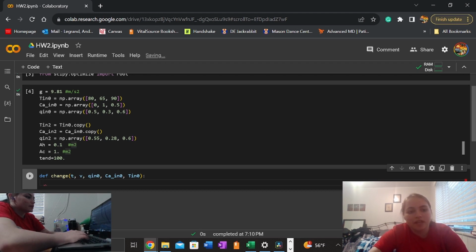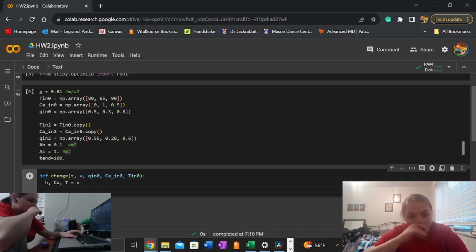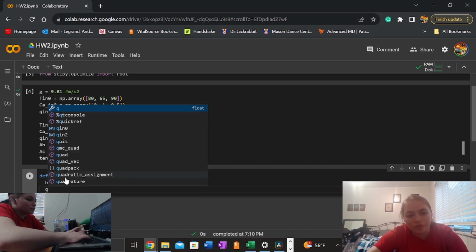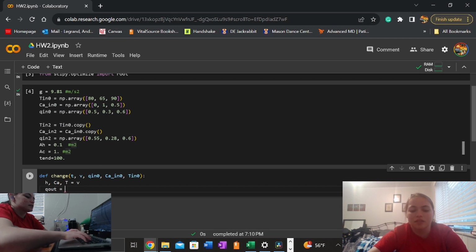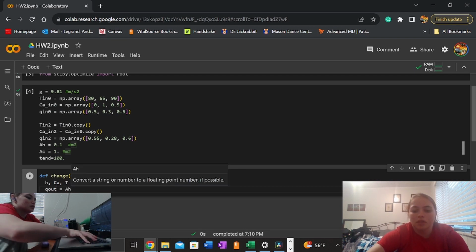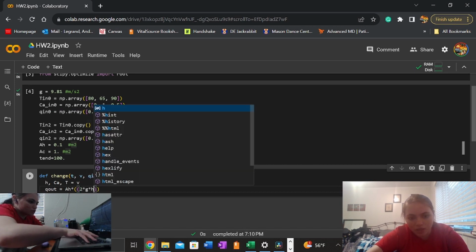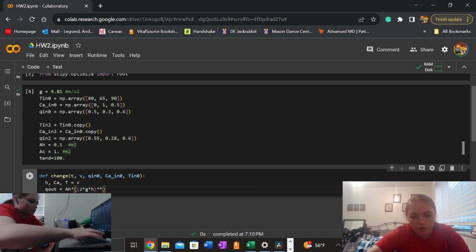Let's do what our vector is. So our vector is going to be our height, our concentration, and our temperature, and that is equal to V. All right, next is putting in our Q out, and that is the area of our hole times 2 times G times H to the power of 0.5, because it's under a radical.